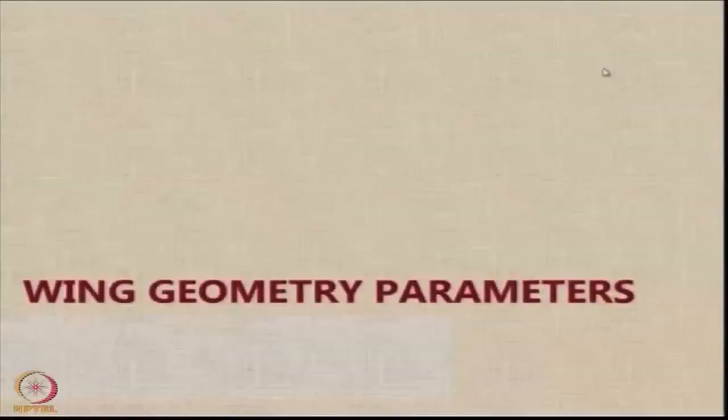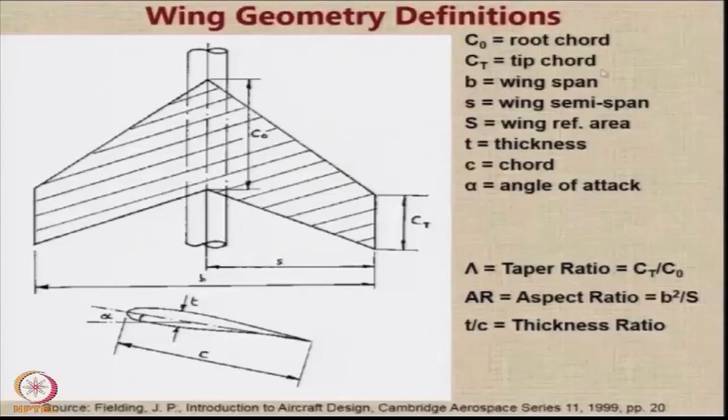Let us have a look at some wing geometry parameters now. The basic geometrical configuration of a wing is supposed to be a trapezoidal wing, and these are some of the important geometrical parameters.